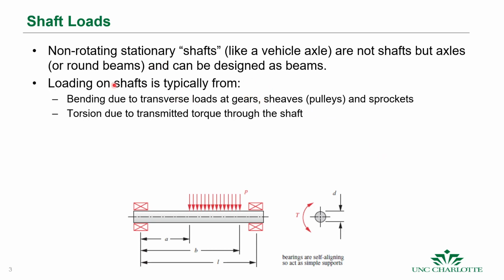When we have shafts, though, we have to consider the loads on the shafts, and we often get bending. This is due to the transverse loads and the reaction forces. And we get torsion due to the applied torque, usually at one end of the shaft, and a reaction torque for components that are installed along the shaft.